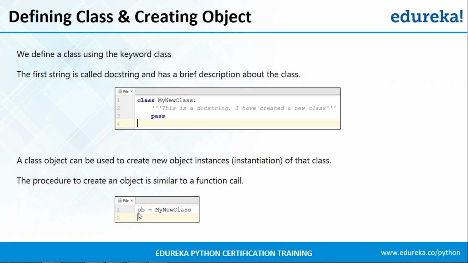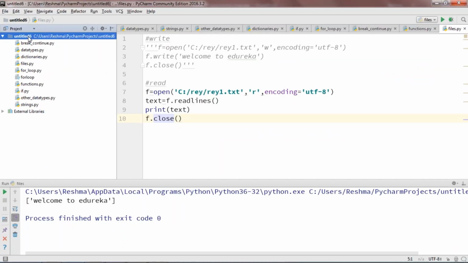And how to create an object for the class? All you have to do is write the name of the object equal to the name of the class. It's simple as that. So let me go ahead and show you in PyCharm how to define a class and how to create objects.